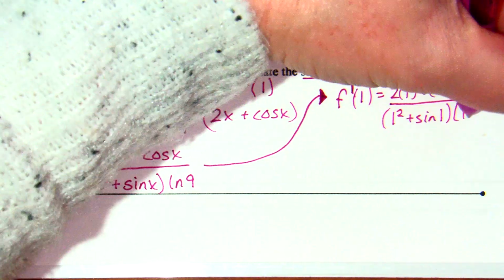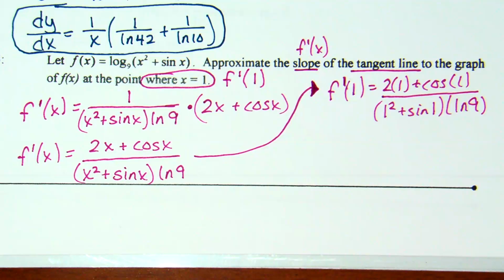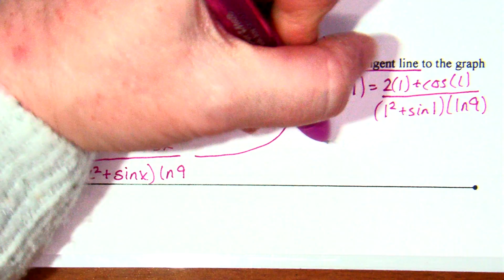What do you know here? 2 times 1 is 2. 1 squared is 1. Sine of 1 is... sine of 0 is 0. If we had a sine of zero or a cosine of zero, we could find those, but we don't know cosine of one and sine of one. So what must you do? Got to use the calculator.